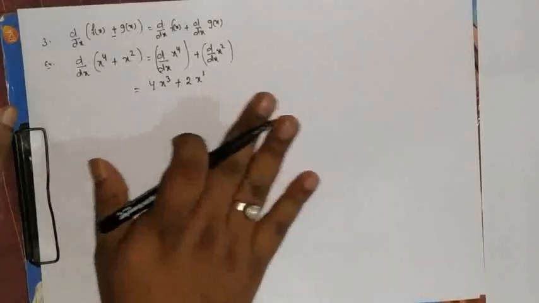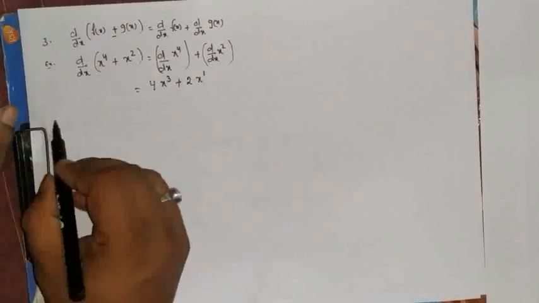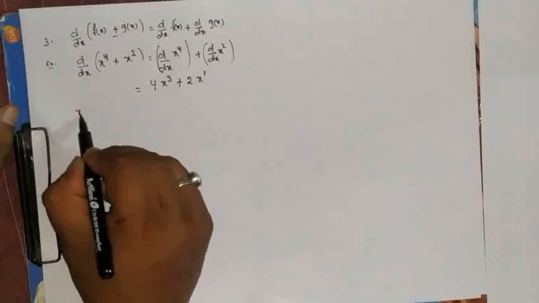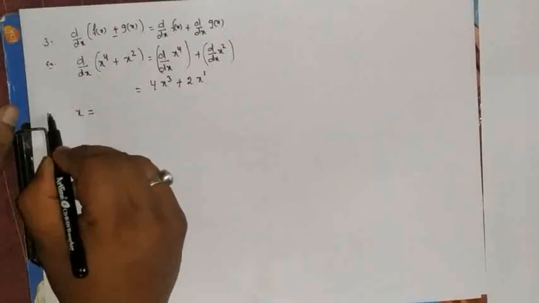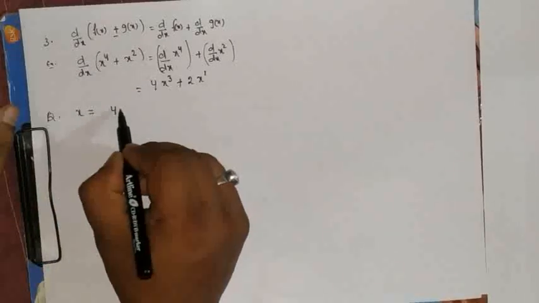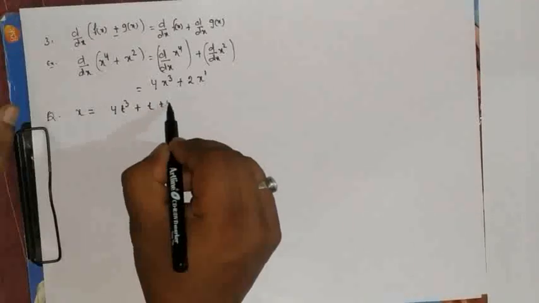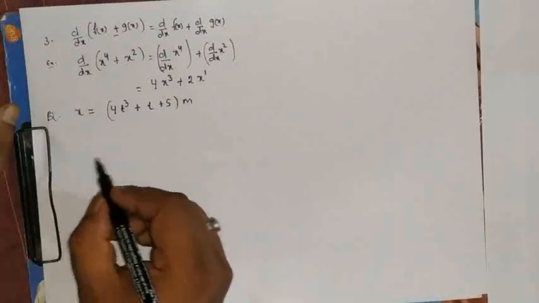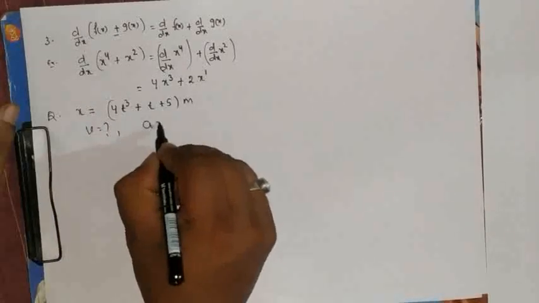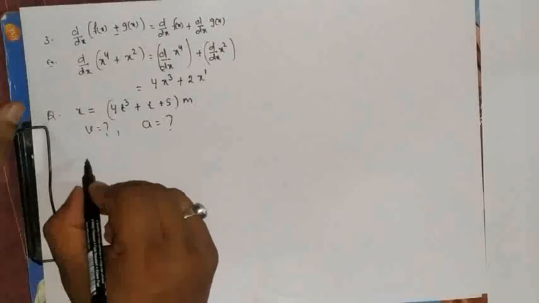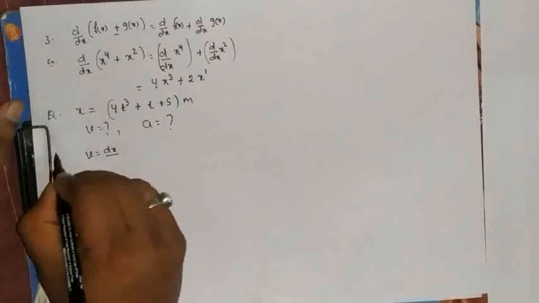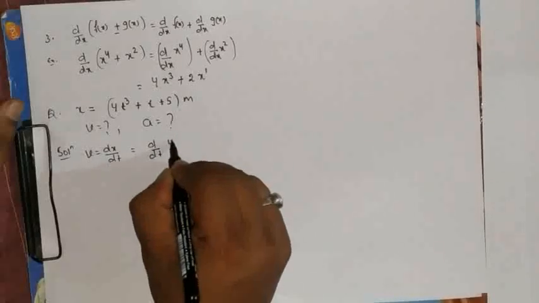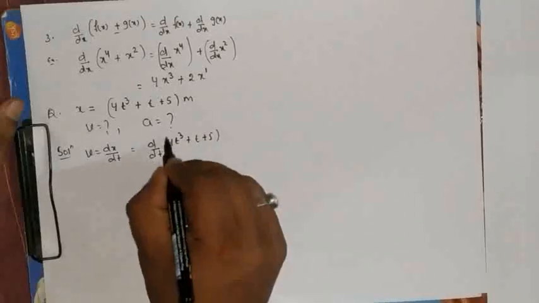So for physics, this is sufficient. I will give some examples, you will solve them, and see how it is applied in physics. Suppose the displacement of a particle is represented as 4t cube plus t plus 5 meter. Find its velocity and acceleration. That means I have to find v, which is dx by dt, that is d by dt of 4t cube plus t plus 5.